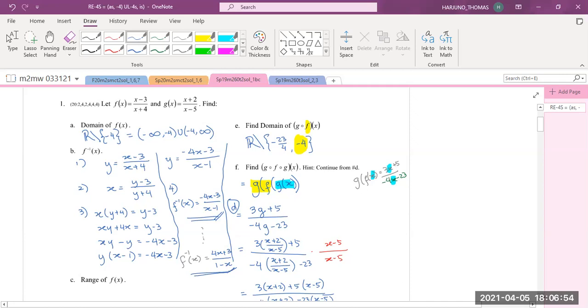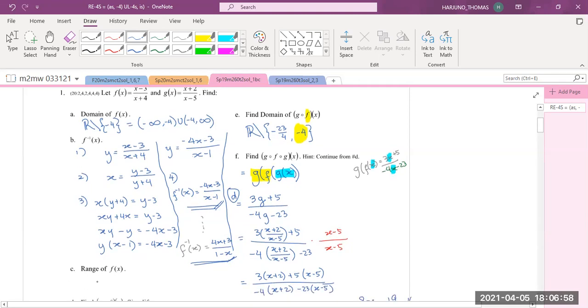Now part C, what is the range of the function? The range of the function is equal to the domain of the inverse, which is all real numbers except 1. That's it. You're done.